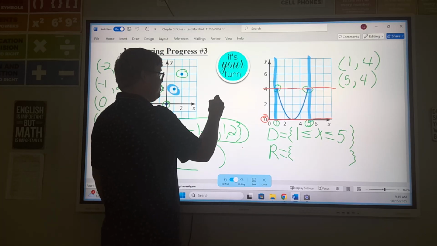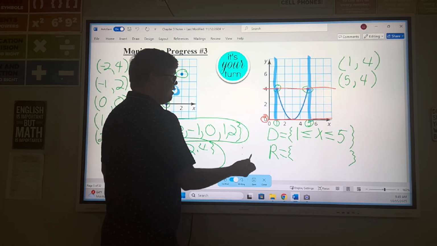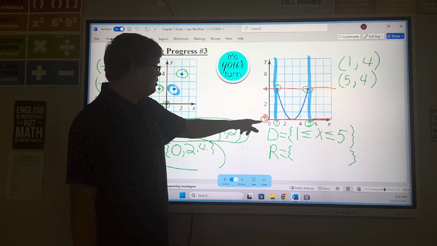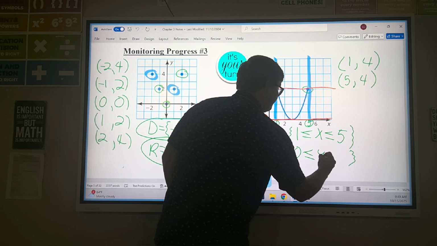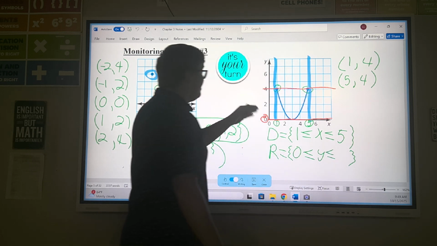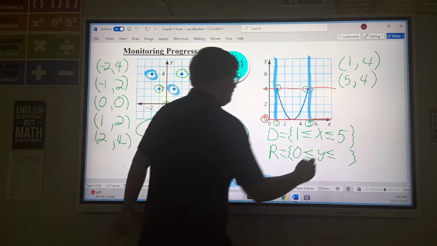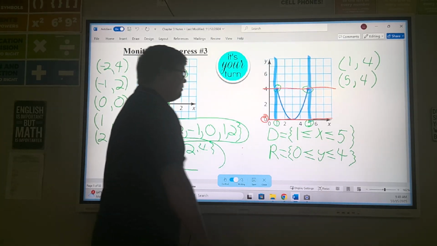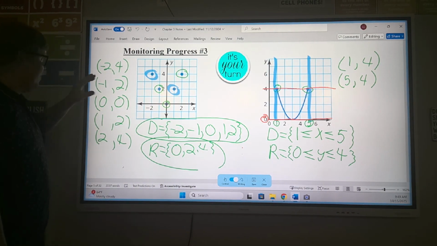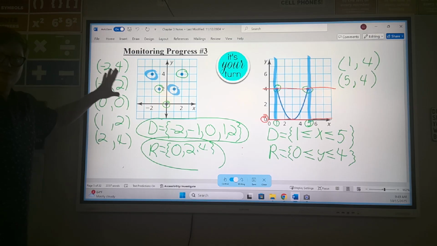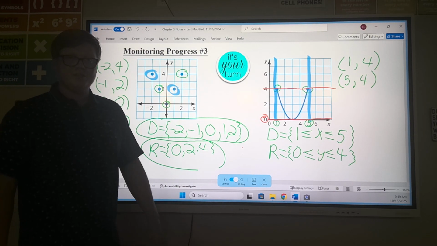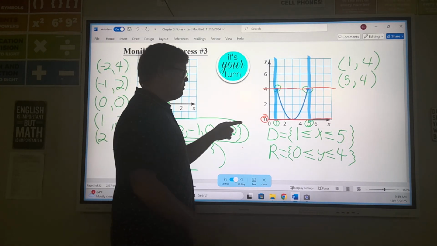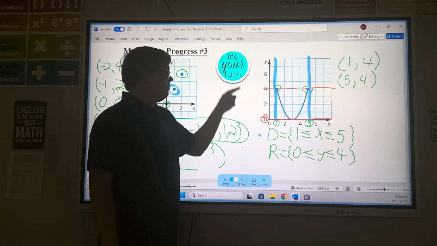So, in this situation, our range needs to start at the bottom, which is 0. We put our exact same signs, and it ends at 4. So that's the difference here. On this side, we're just worried about the individual points. On this side, we're worried about how far our line stretches. From left to right is domain, from bottom to top is range.